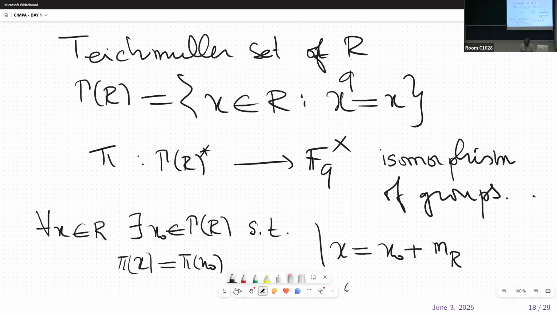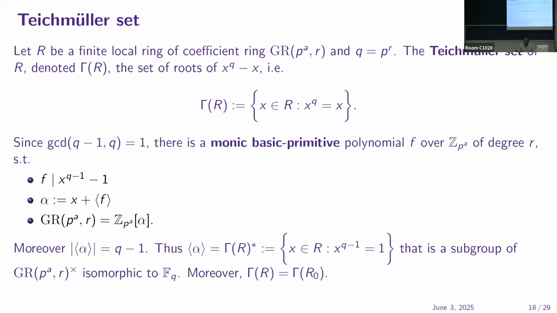No, that is not correct. It's not true. Okay, x minus x0 belongs to the maximal ideal of R. That is important for the p-adic representation of an element of a special unit. Okay. Continues.